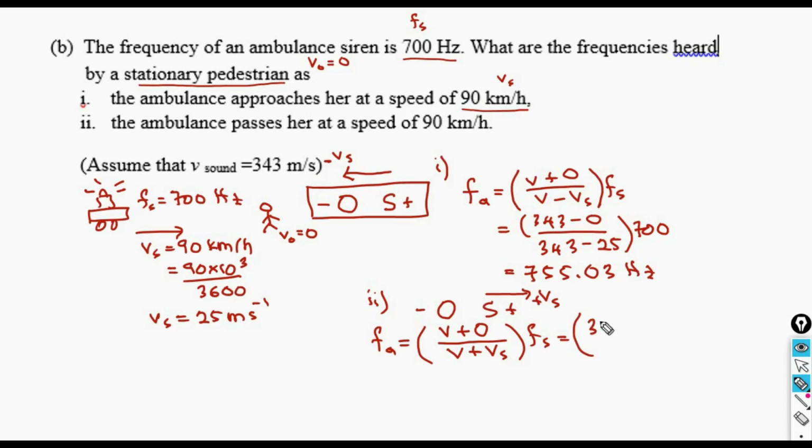Substitute the values: 343 plus 0 over 343 plus 25, times 700. Calculate and you get 652.44 Hz.